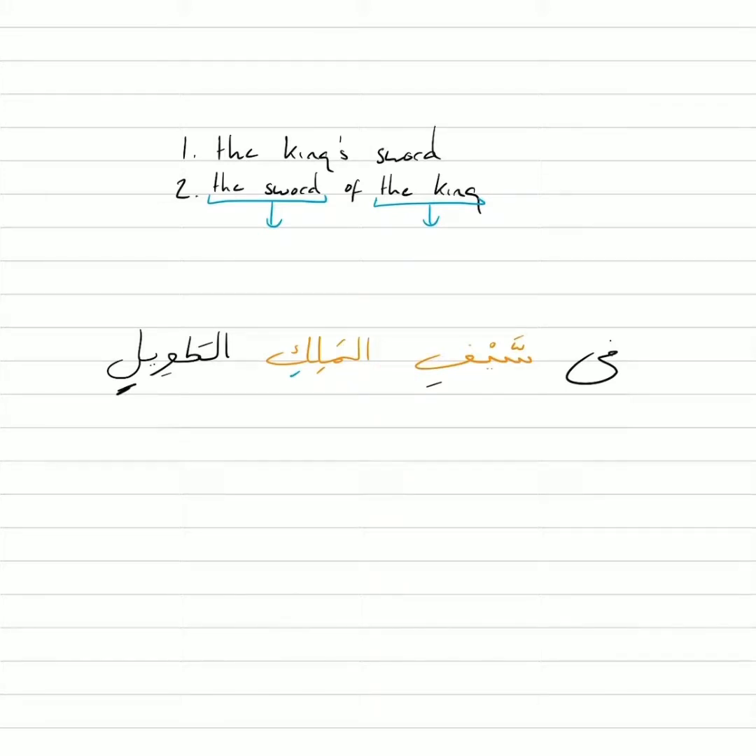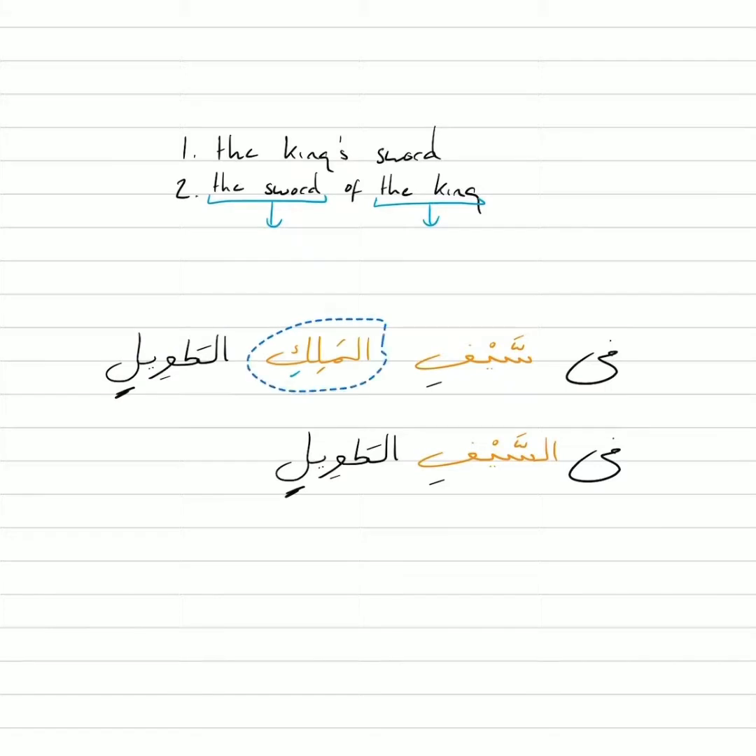Yeah? You can either say fis saifi, and since we've broken apart this construct, we need to add on the alif and the lam back onto this word. And then we can bring the adjective over, and then instead of saying the king, we turn it into a lam and we say lil maliki. Yeah? So directly it would translate as in the tall sword for the king.